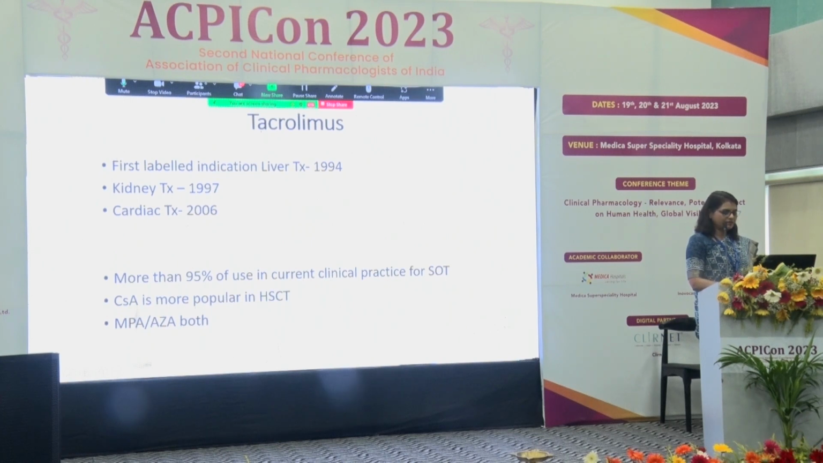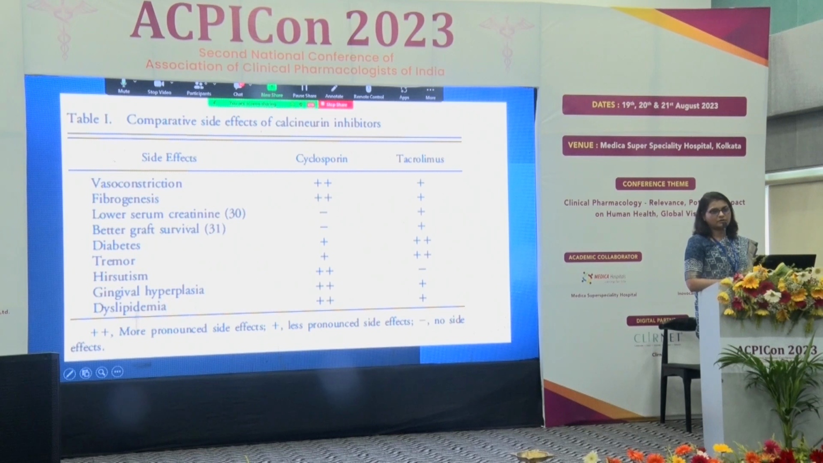However, we know that the evidence for the efficacy of tacrolimus is better. You can see that better graft survival is seen with tacrolimus. But as I told you, it comes at a higher cost of diabetes, tremor, and adverse events like gingival hyperplasia, dyslipidemia, etc. So both drugs have their advantages and disadvantages, and both are in use in different contexts, in the sense that the predominant use of cyclosporine is in hematopoietic stem cell transplant and tacrolimus in solid organ transplants.